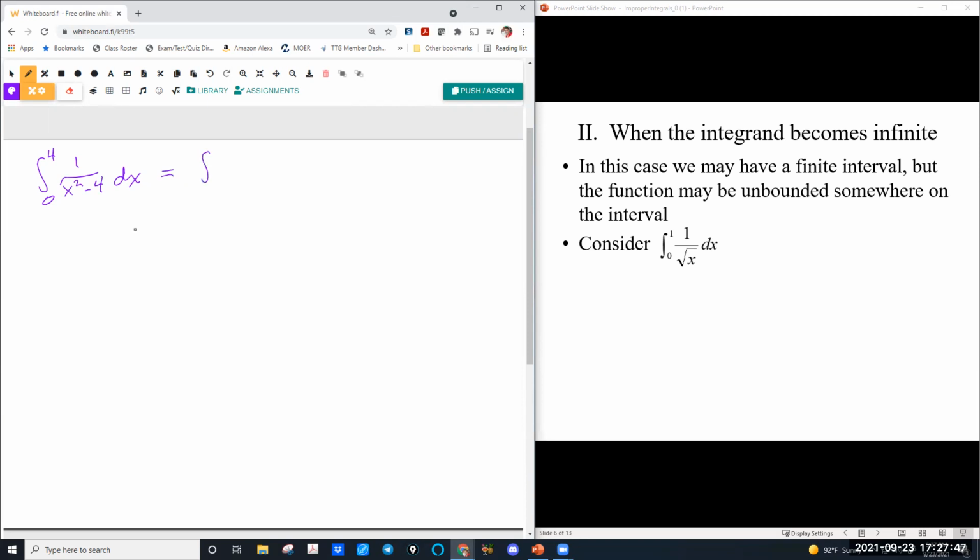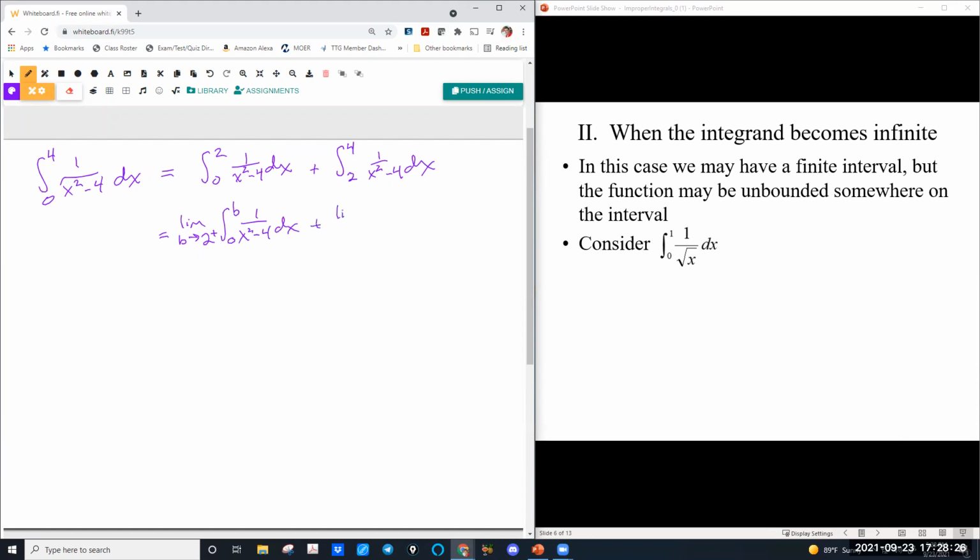Well, when that happens, what you do is you split it into 2. So 0 to 2 of 1 over x squared minus 4 dx plus 2 to 4 of 1 over x squared minus 4 dx. And then we do the 2 improper integrals separately. So this would be limit as b goes to 2 from the right, because we're coming from between 0 and 2 to 2. I know that's a lot of 2's in there. But hopefully you're seeing when we do from the right and from the left. If you're not, let me know.